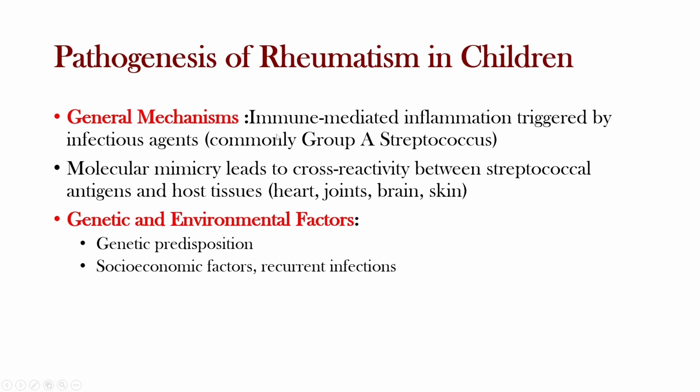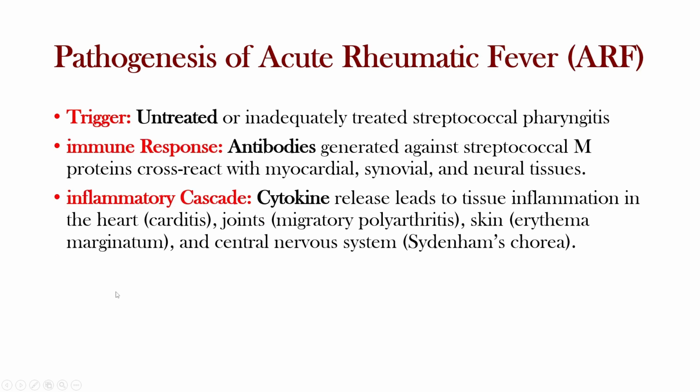The pathogenesis. So, first of all, you'll have immune-mediated inflammation triggered by infectious agents, commonly group A Streptococcus. The molecular mimicry leads to a cross-reactivity between streptococcal antigens and the host tissues, and this will lead to damage in the heart, joints, brain, and skin. Genetic and environmental factors: we can have some genetic predisposition that will lead to the pathogenesis, or socio-economic factors.